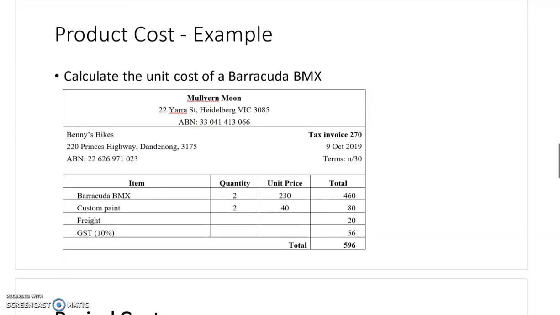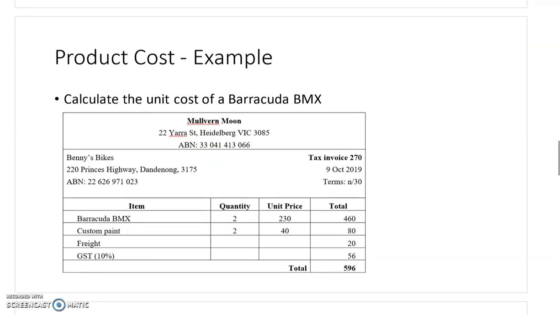So let's work through an example here. We're asked to calculate the unit cost of a Barracuda BMX. So we're provided here with an invoice. So let's think about what forms the product costs, and we'll go into the unit costs. So firstly, the supplier's costs.